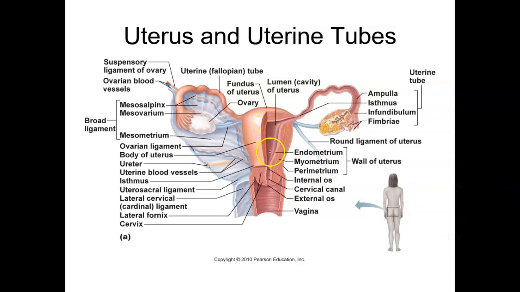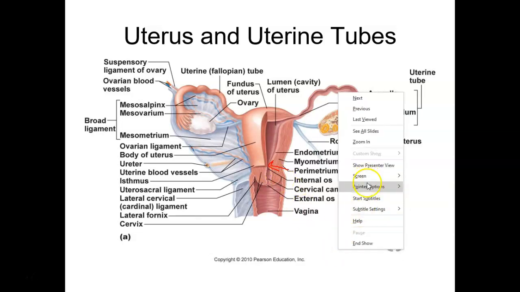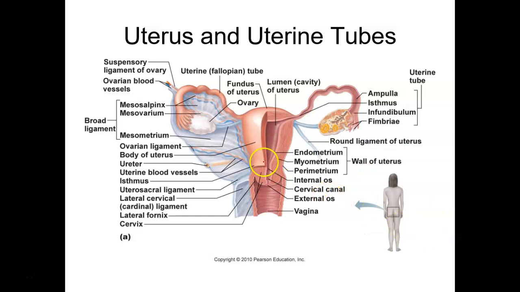So as we continue down, we can see this thinning. I'm going to draw an arrow. This thinning is the internal os, or the internal opening of the cervix. Everything I just encircled there is the cervix. This part here is the internal os. This here is the external os, or the external opening. Then the middle portion is merely the cervical canal.